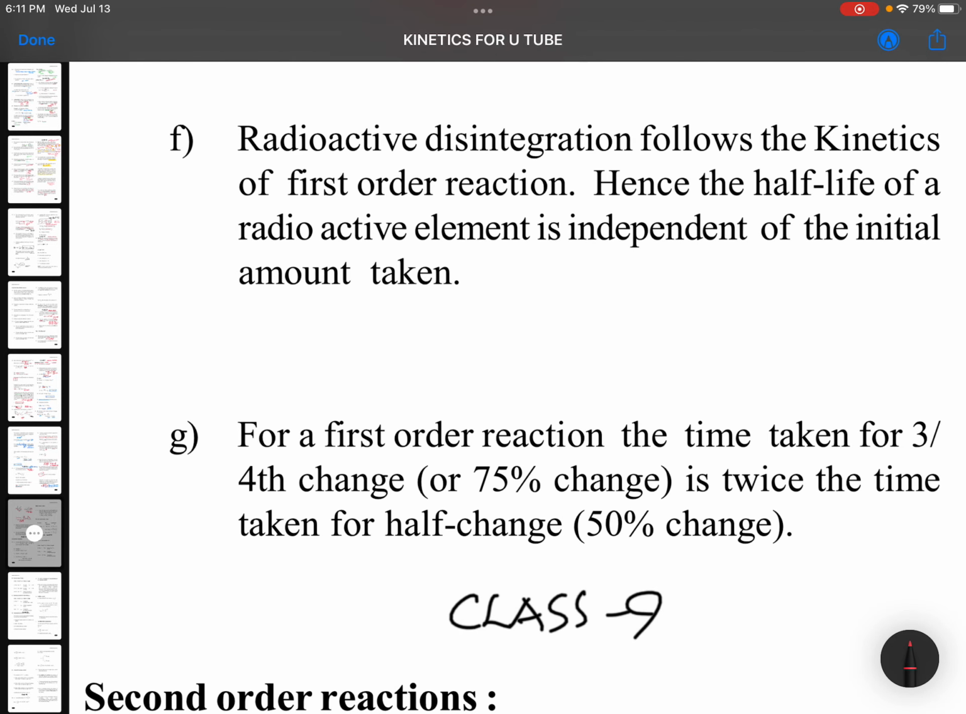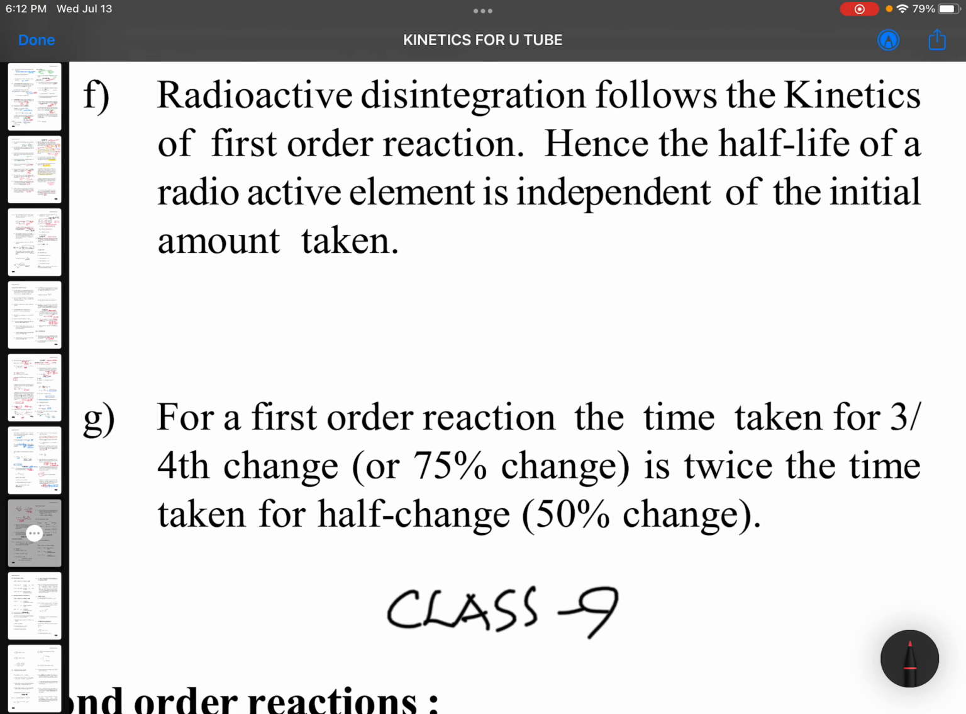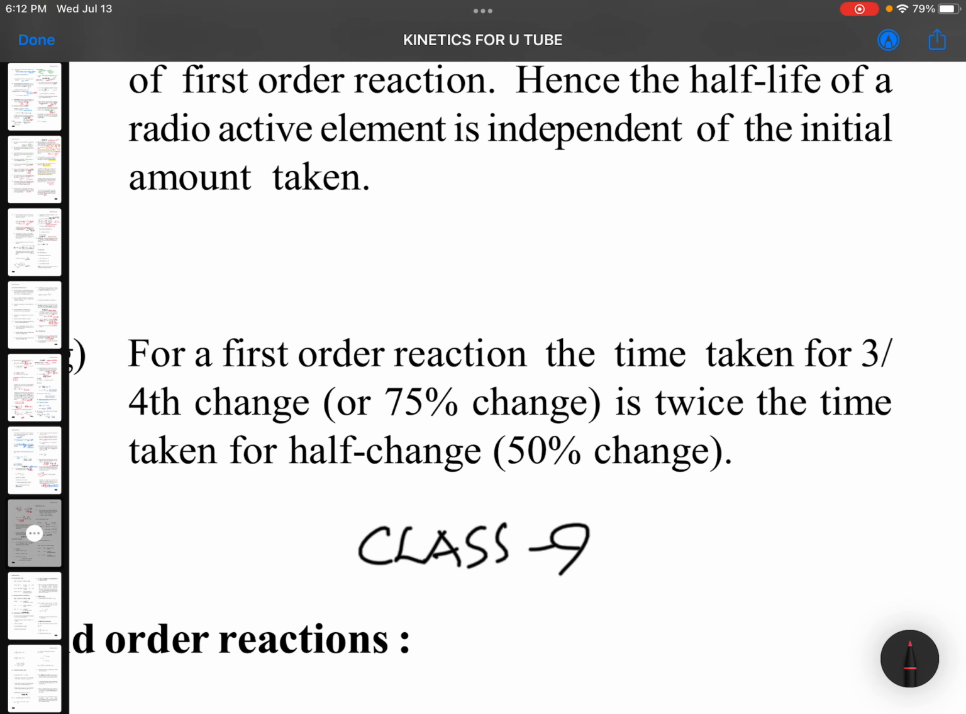Coming to two more points, we'll discuss and conclude this part. All radioactive disintegration follows first order kinetics. All. Hence, the half-life of a radioactive element is independent of the initial amount taken. Based on this, so many questions you can expect. For a first order reaction, the time taken for 3/4 change is twice the time of the half change. Just now we were discussing 100 grams. First 50 grams over, then 25 grams over. After second half-life, 75 grams over. So for the completion of 75%, you need 2 t halves.